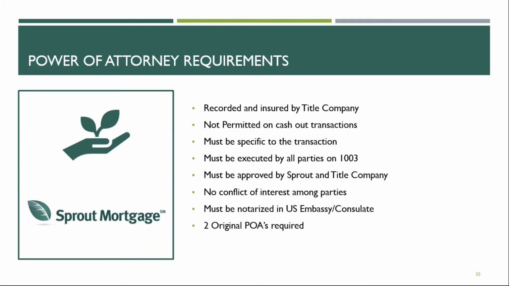Prior to execution and notarization, the POA must be approved by Sprout and the title company. No conflict of interest among the parties is allowed, i.e. the realtor, title agent, lender, etc. If executed overseas, the POA must be notarized in a U.S. Embassy or consulate. And we do require 2 original POAs, one submitted to the title company and one submitted to Sprout. Okay, so these are all general power of attorney requirements. So I don't think there's anything different that you guys have not seen before.